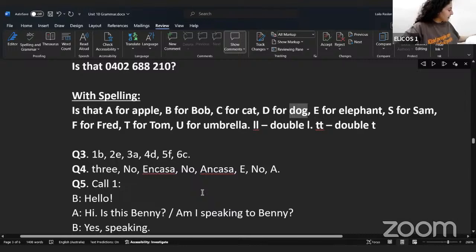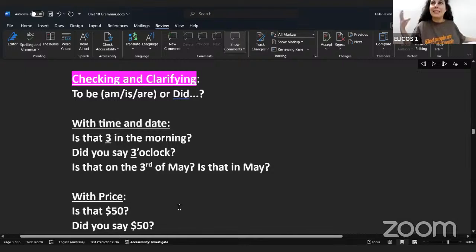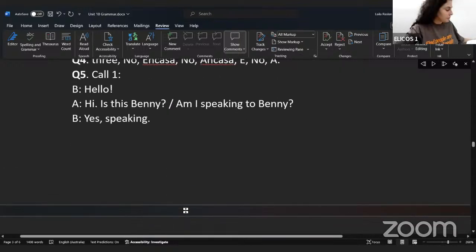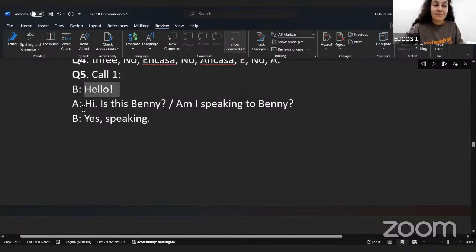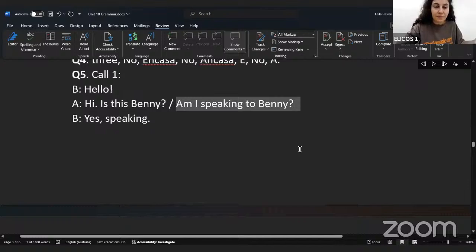Okay, so we're going to talk about speaking on the phone, because as we know, when we speak on the phone, we need to understand if someone is saying information correctly. So I have this conversation here in number 5. You can see caller 1 says, hello. And then B says, hi, is this Benny? So maybe you want to check the name of someone. Again, using that verb to be, is this Benny? Or you could say, am I speaking to Benny? And they would say, yes, speaking.